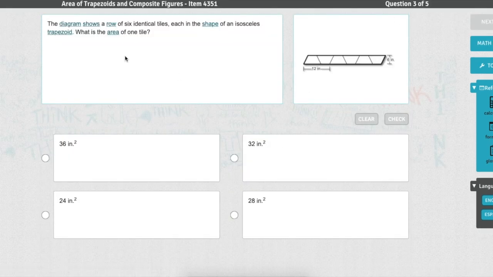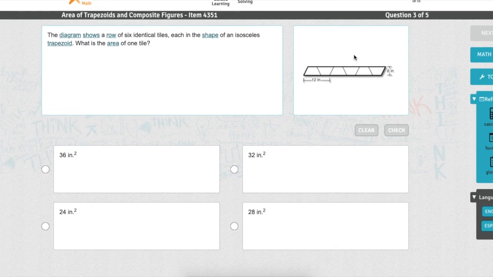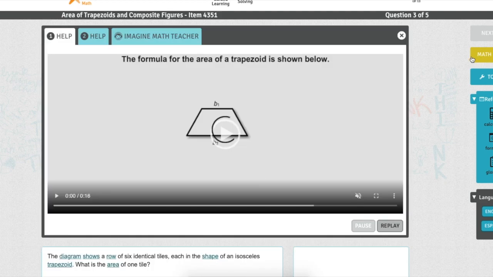Okay, this next one says that the diagram shows a row of 6 identical tiles, each in the shape of an isosceles trapezoid. Okay, meaning that both of the left and right are equal and the bottom and top are parallel. What is the area of one tile? Okay, so we got to go back to understanding how to find the area of a trapezoid. I'm not sure, so I'm going to go to the math help first.